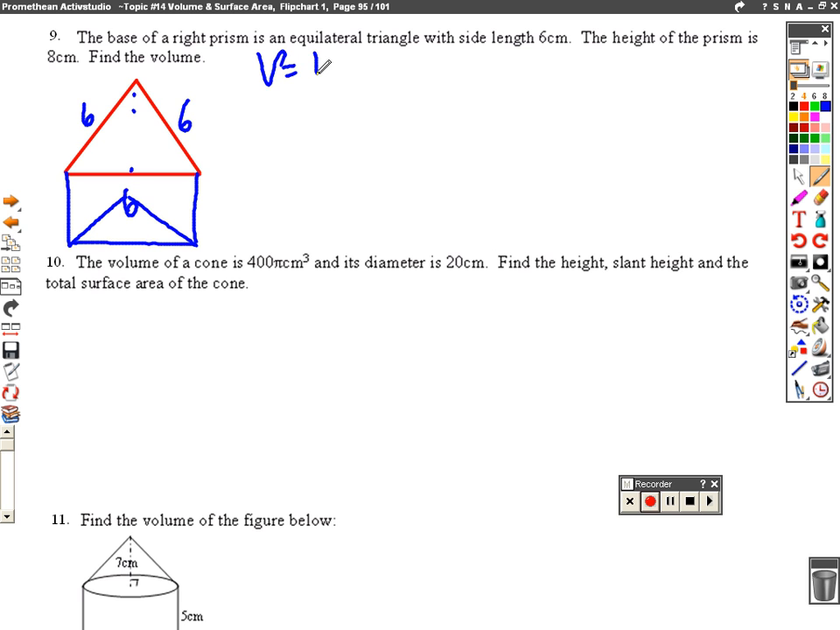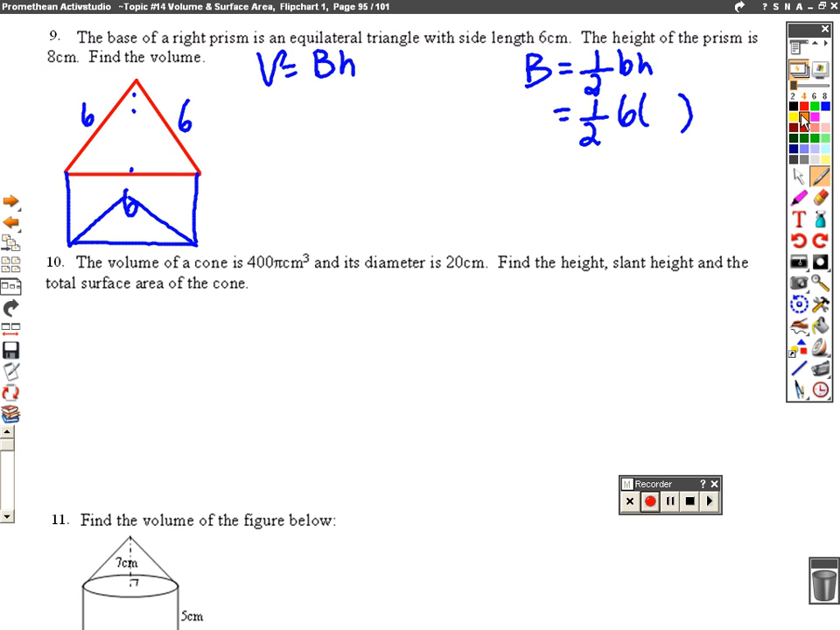The general formula is big B times H, where big B is the area of the base. Well, our base shape is a triangle. And so to find the area of a triangle, we need 1/2 little b times h, little b and h pertaining to the actual base triangle. We do have the base of the triangle, which is 6. But the height is something that we have to go and find.